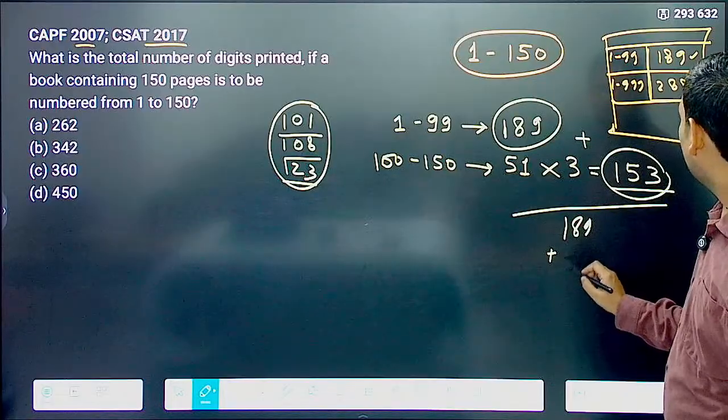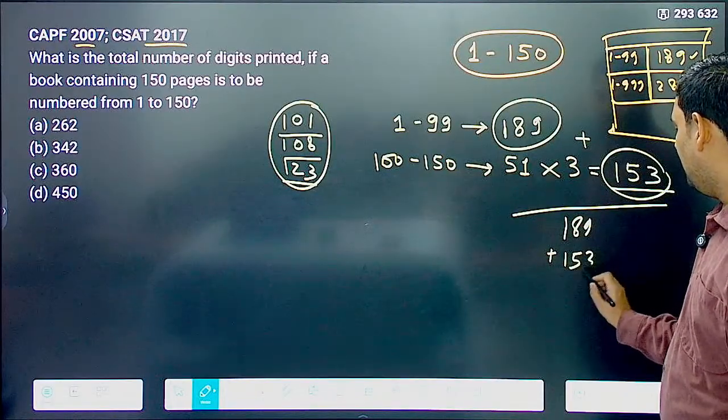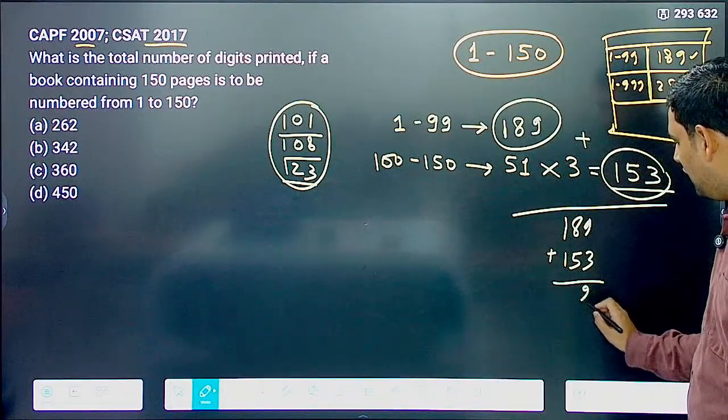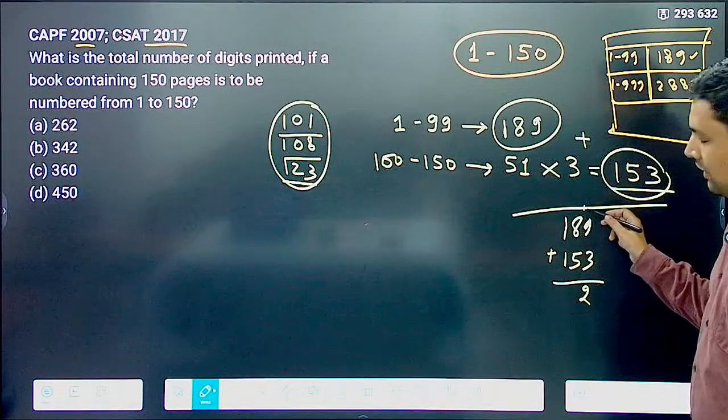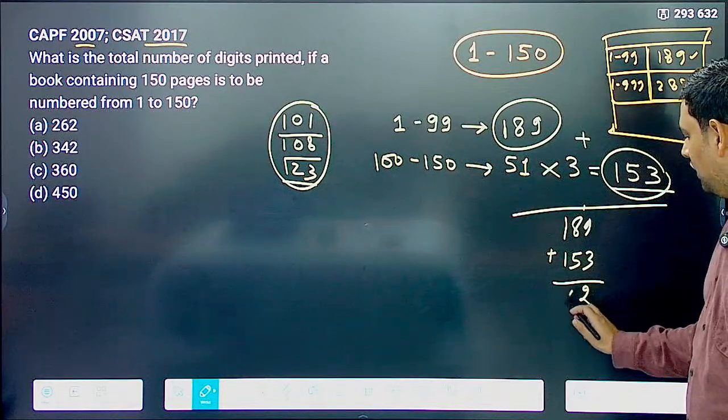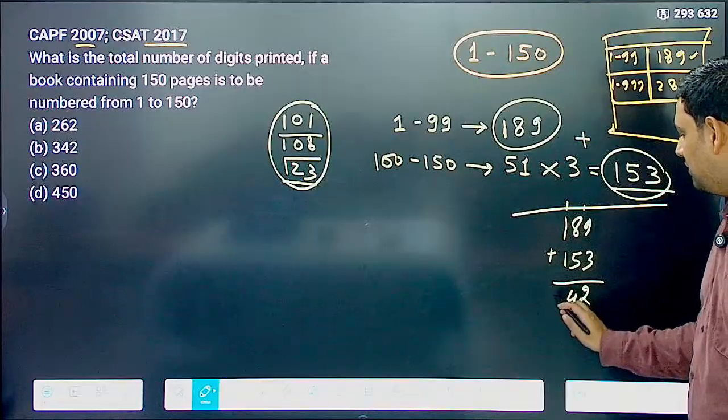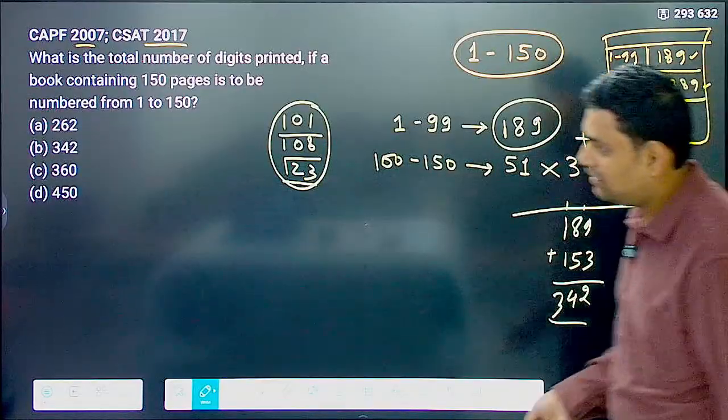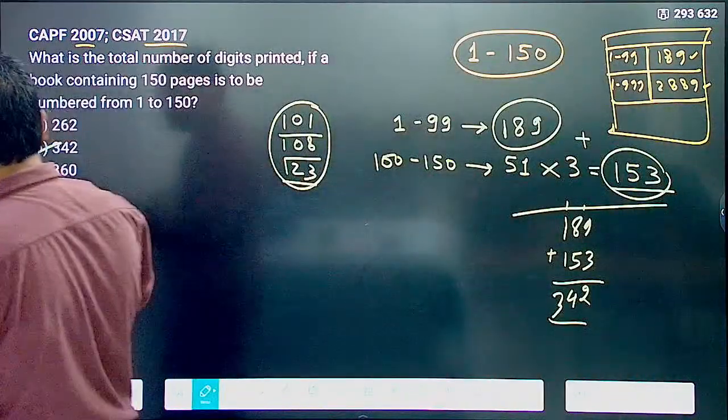189 plus 153, 9 plus 3 is 12, 2 here, 1 carry, 9 plus 5 is 14, 4 here, 1 carry, and this becomes 1 plus 1 plus 1, that is 3. Answer becomes B, 342.